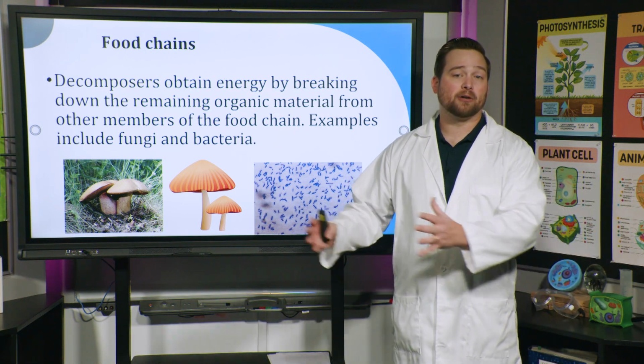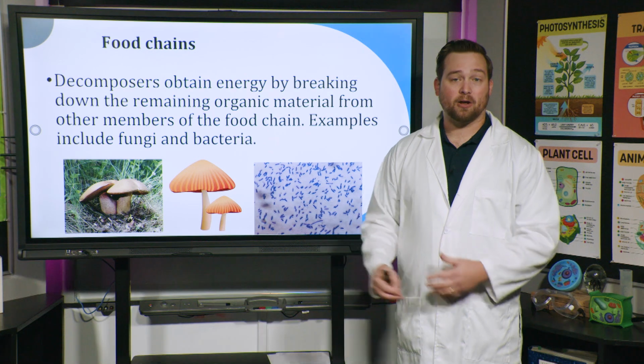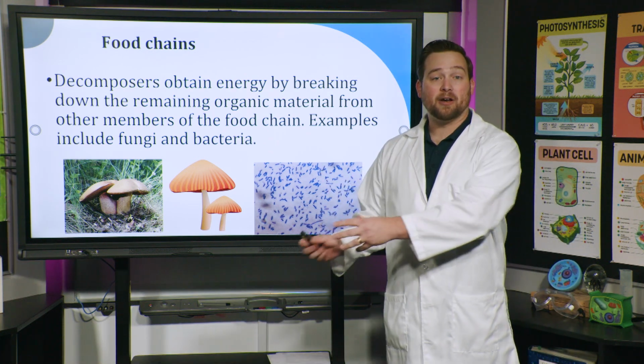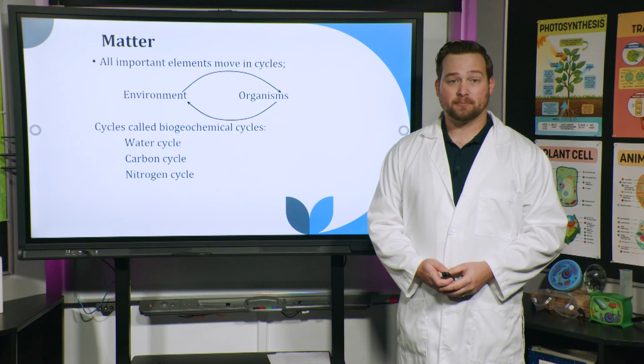So that's kind of how energy flows through a food chain. It starts with plants, which are producers, and then consumers, and then eventually we'll end with a decomposer.